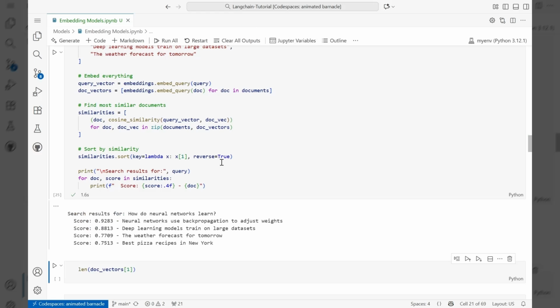If you see, the system correctly identified that the neural network document is most relevant. Because if you see the question, how neural networks learn, theoretically, neural networks use backpropagation. That is correct, and that's why it has a high score toward 1, that is 0.92, while the pizza and forecast responses have lower scores. Here, you can see the deep learning response also has 0.88. Although it is not the correct response, deep learning models are somewhat similar to neural networks because neural networks are part of deep learning. So it has a high score.